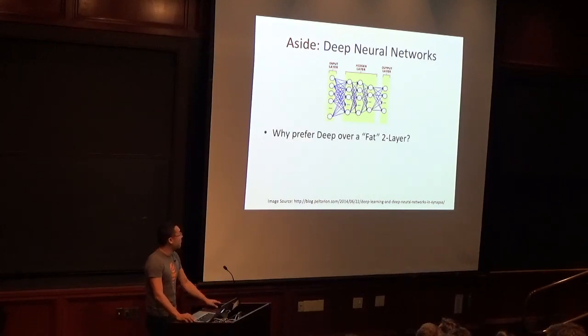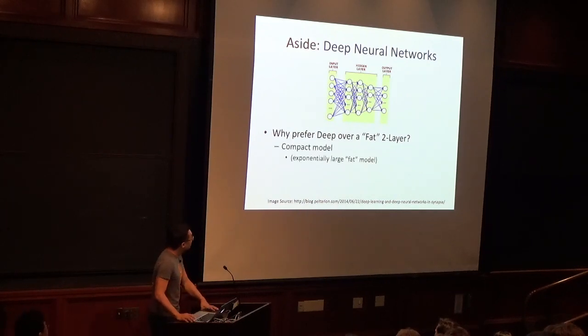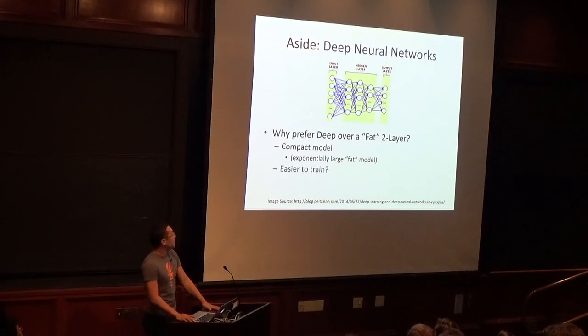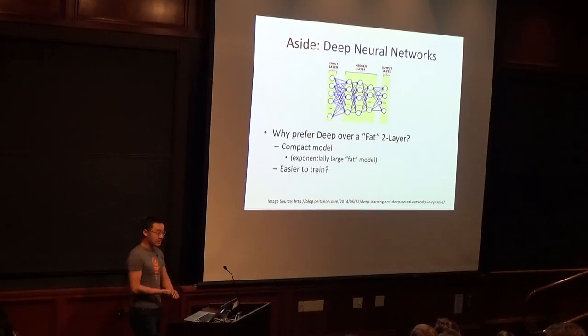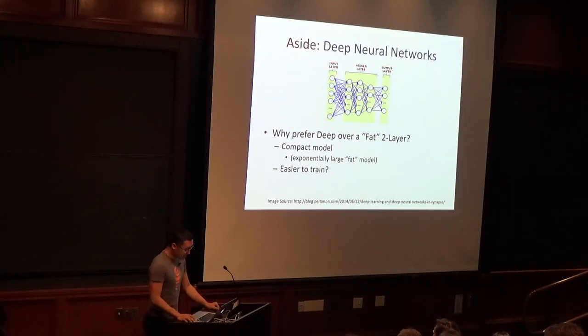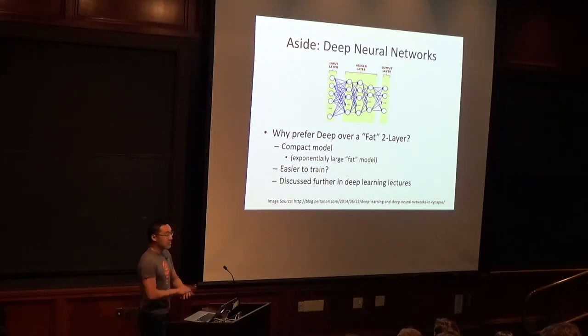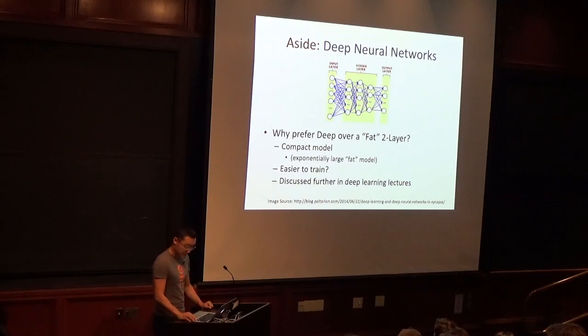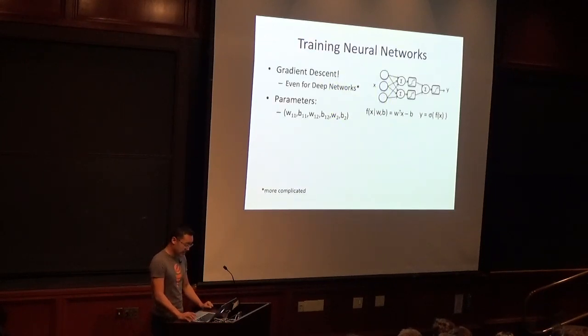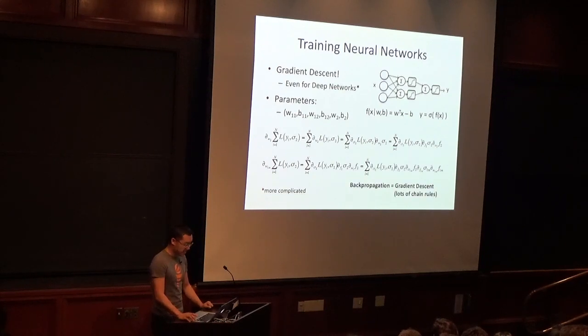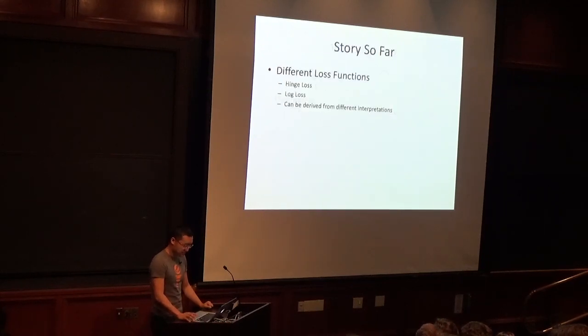There are many reasons why people prefer these deep layers over fat, shallow layers. It tends to be a more compact model. There's some evidence that suggests that it's easier to train, and this will be discussed further in the deep learning lectures. So that's all I'm going to say. I think I'm going to skip the gradient descent derivation. It's just an absurd amount of chain rules.